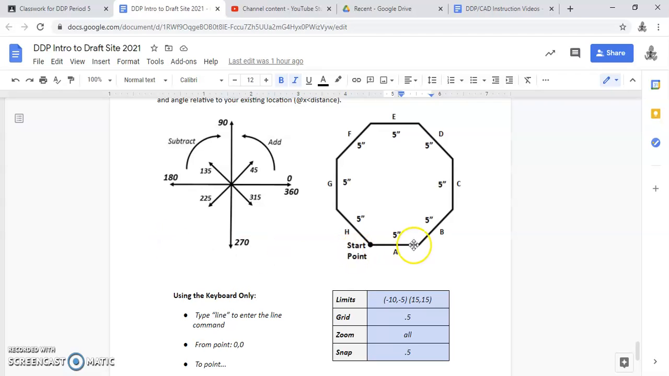And in this case, the octagon, each one of these segments is going up at a 45-degree angle, 90, and you have to sort of add if you're going to the left. You're subtracting if you go to the right. So what do I mean by that?